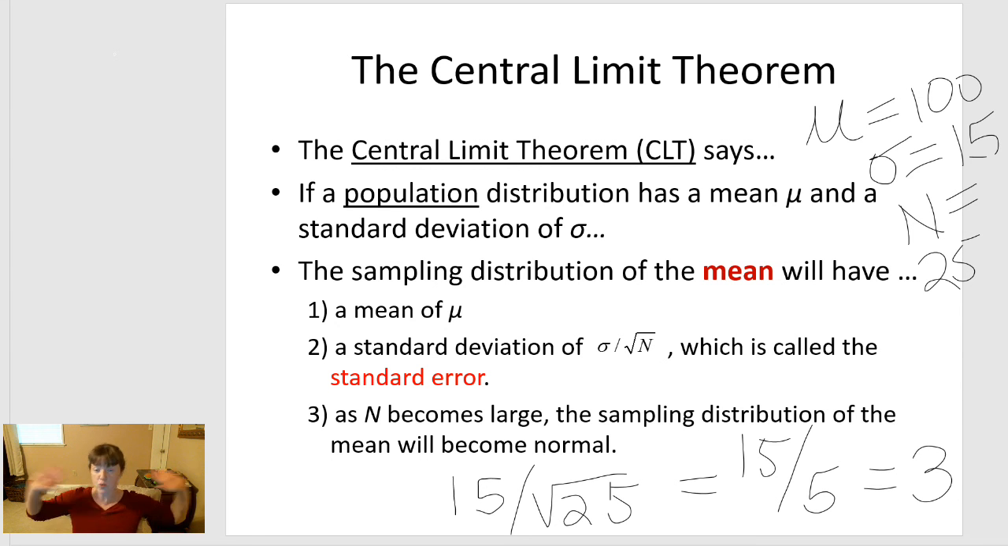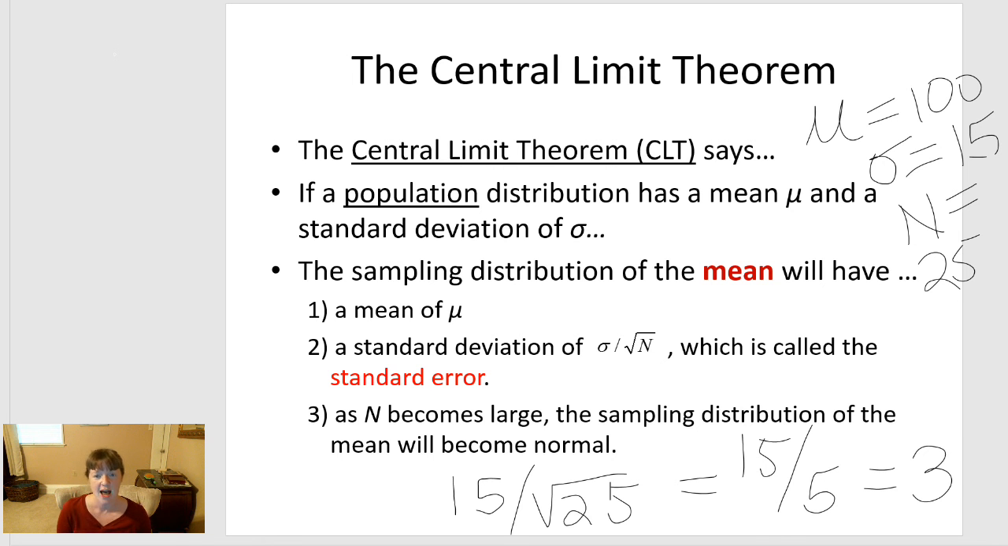So the raw score people had variability of 15, a standard deviation of 15. That's how spread out they were. The standard amount people differed from the average was 15 IQ points. But the sample averages only have a standard amount of error of 3 points, because averages are less variable than people are. Think about it this way. In order to get an average IQ of 115, you're going to have to get a lot of people with above average IQ, right? And so sample averages are going to be less variable than the raw scores will be.